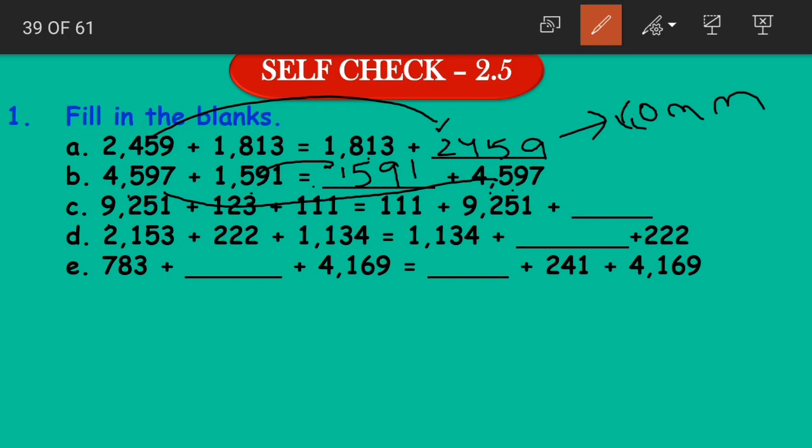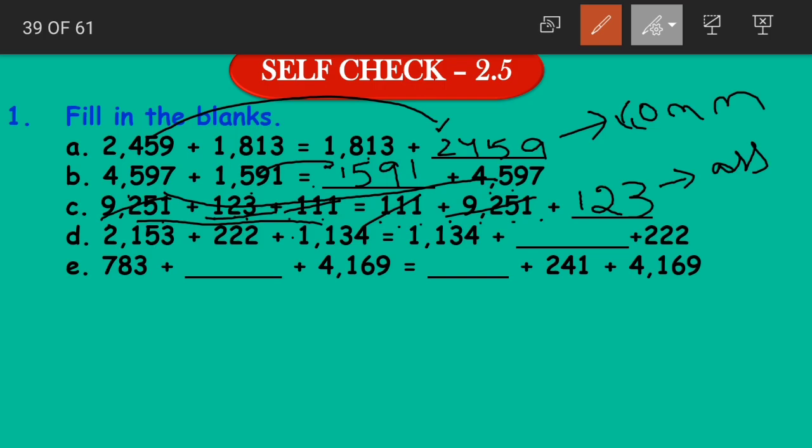Again, coming to question number C. See, 9251 plus 123 plus 111 is equal to 111 plus 9251 plus dash. See, we have 9251 on both sides, and we have 111 as well. Now which number do we not have? We don't have 123, so we'll write 123 here. Now what is this? This is our associative property. Yes, there are three numbers and their groups are changed. So this becomes the associative property.